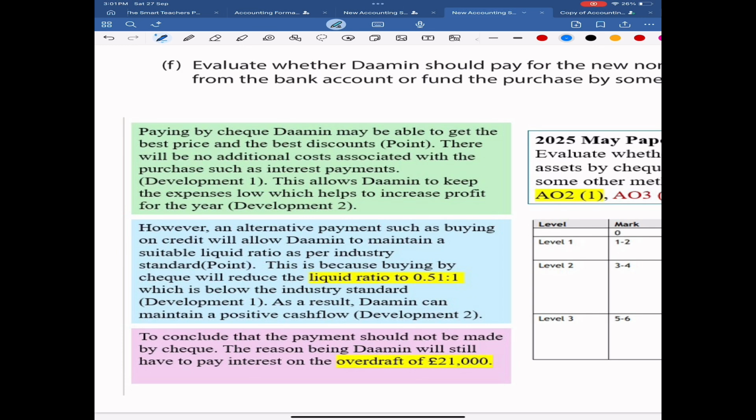Now, we have come to the final part of this question. We have solved all the questions of 2025 May Paper 1.